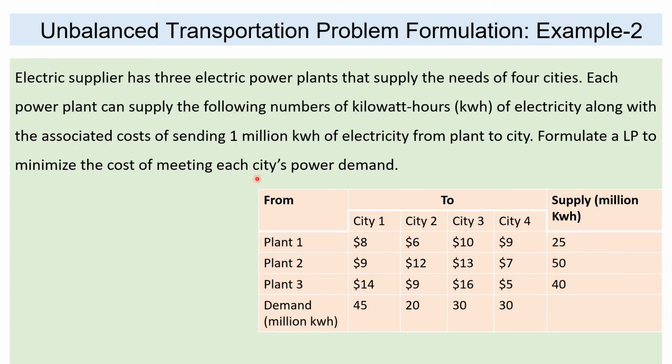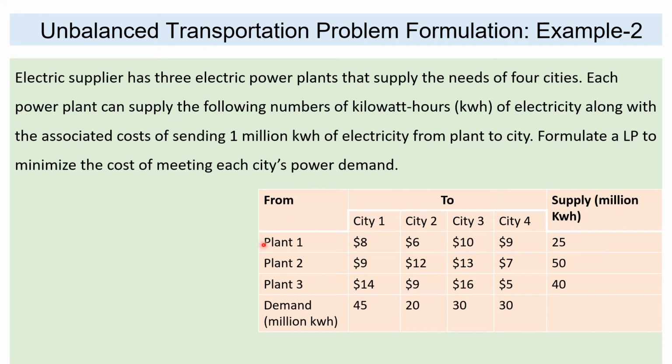Proceeding to the unbalanced transportation problem formulation example: an electric supplier company has 3 electric power plants that supply the needs of 4 cities. Each power plant can supply the following numbers of kilowatt hours of electricity, along with the associated cost of sending 1 million kilowatt hours of electricity from plant to city. Formulate a linear program to minimize the cost of meeting each city's power demand.